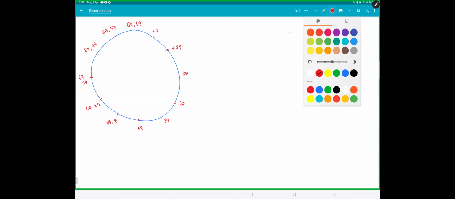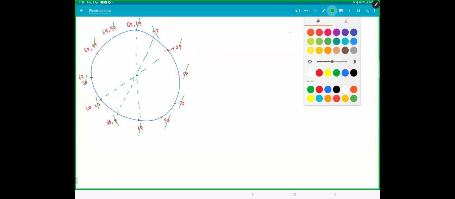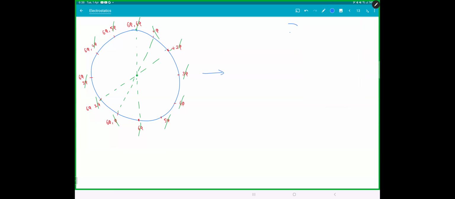Now see what happens. If you look at the pairs here, this q here and this q here will cancel. This 6q and this 6q will cancel. This 2q will cancel. This 3 will cancel. 4 and 4 will cancel, and 5 and 5 will cancel. Can you see that? You can just cancel off the charges because they give exactly equal and opposite forces. Now this diagram becomes like this.